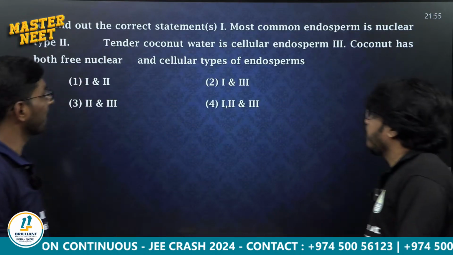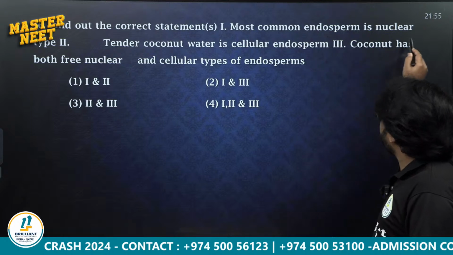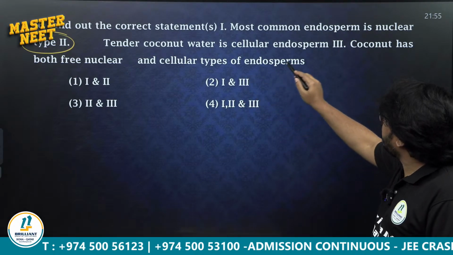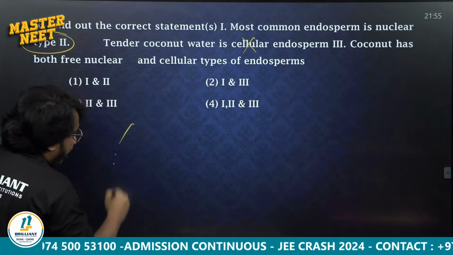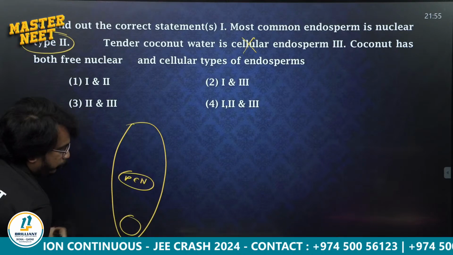Next question. Next one. Find out the correct statement. 1. Most common endosperm is nuclear type. Second one, tender coconut water is cellular endosperm. That is actually wrong. So you should understand, after double fertilization, the primary endosperm nucleus and zygote is here.